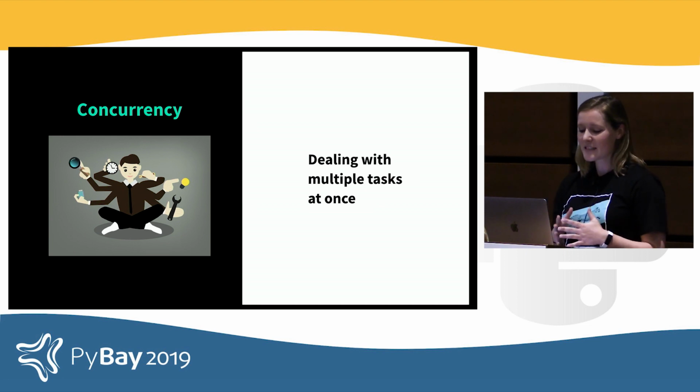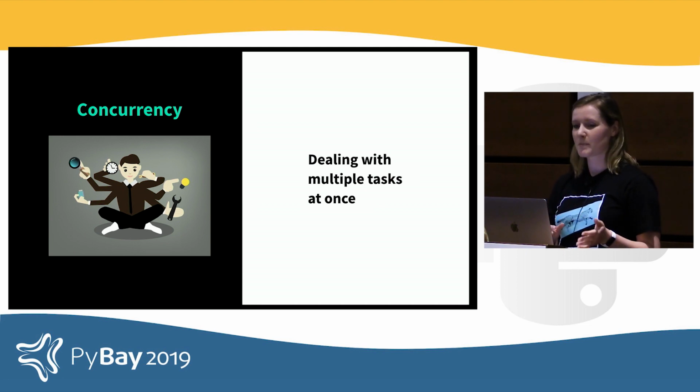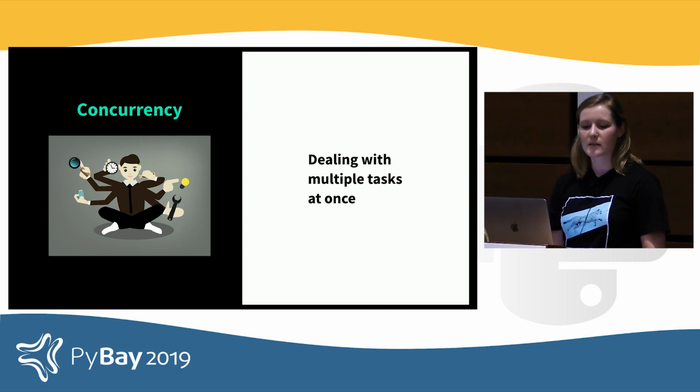Concurrency. Before we dive into that level of specificity, let's understand what concurrency is more broadly. Put simply, concurrency is dealing with multiple things at once. A concurrent program can make progress on one or more tasks as it runs.